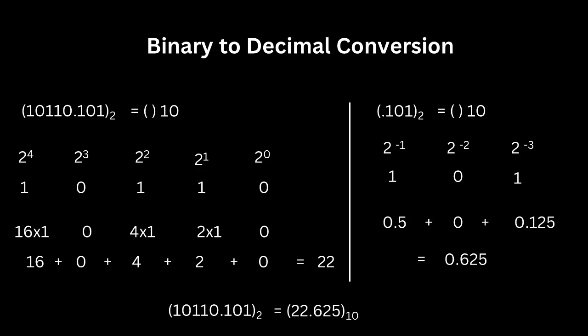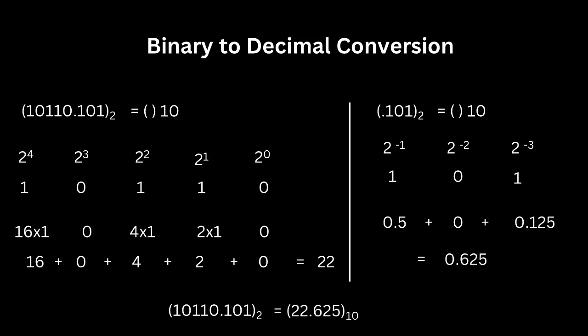Now let's see how to convert the binary number 10110.101 into decimal. First, split it into two parts. The integer part 10110 and the fractional part 0.101.